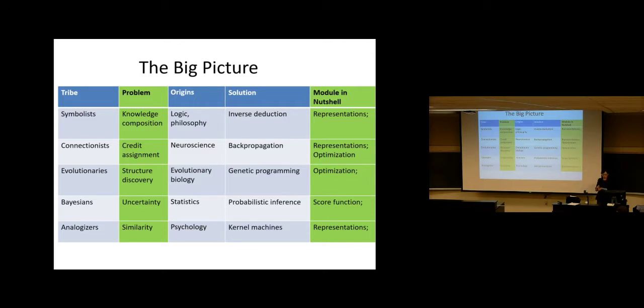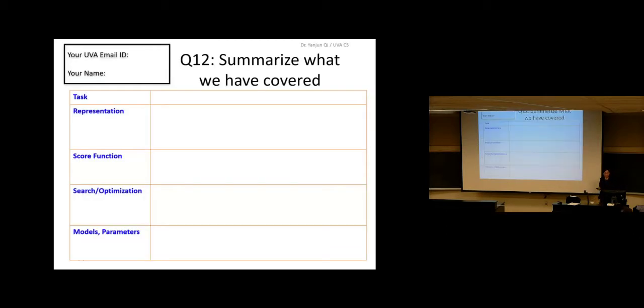Evolution is about recovering the structure of the search space. And Bayesian is about modeling the uncertainty. And analogizers use similarity as the basic philosophy to design all the methods. All right, any questions here? Okay, so this is your quiz, but that's just the 5 tribes, right?